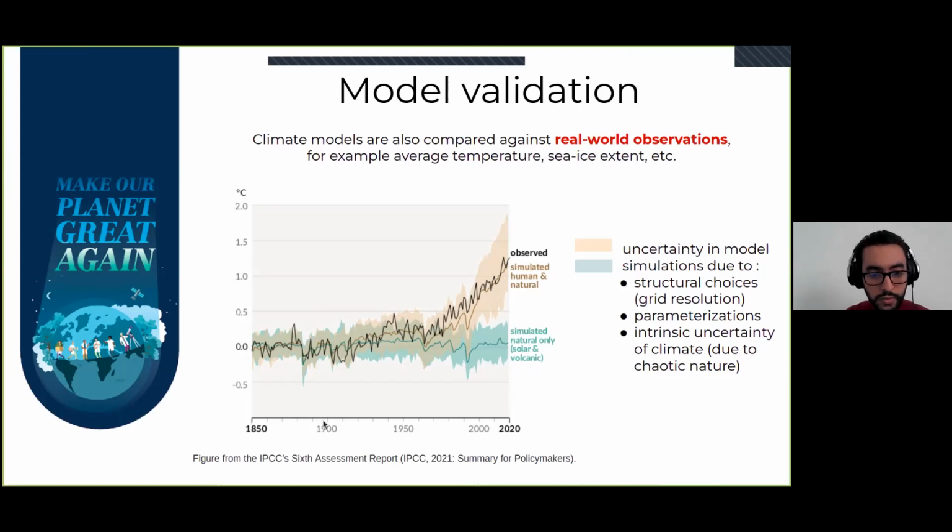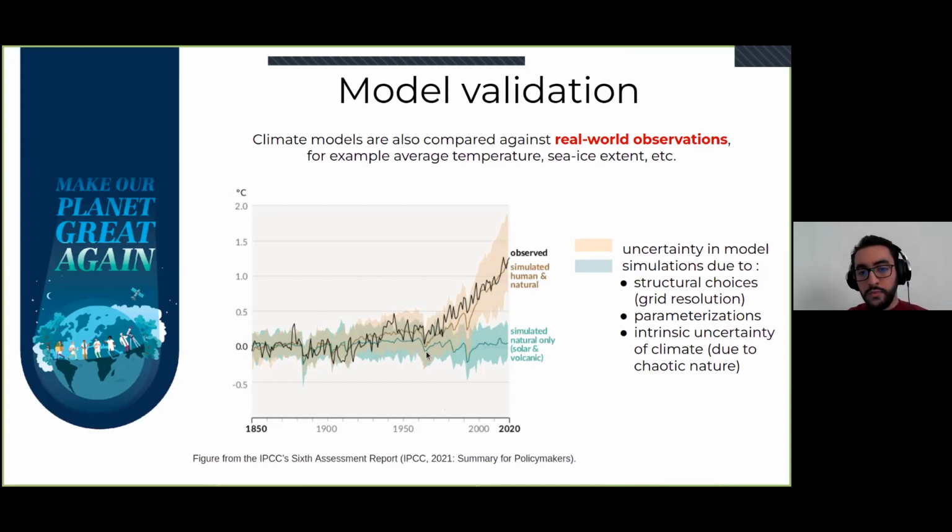This is a very interesting figure from the last IPCC report, from 2021. As you see, this is temperature, okay? The observations are here in black. And you see that the models that incorporate the simulation of the human impact plus the natural variability, you see that it is close to observation. This is in general used for attribution studies, okay?